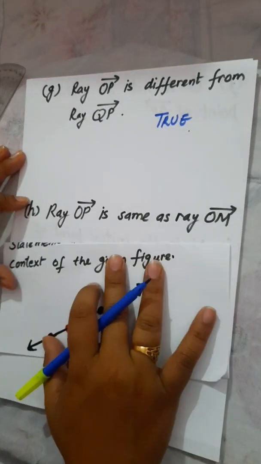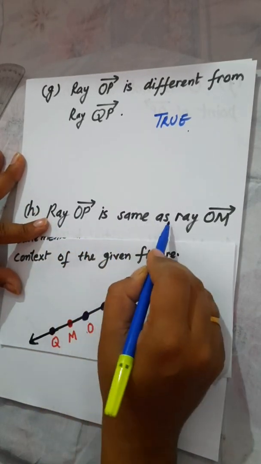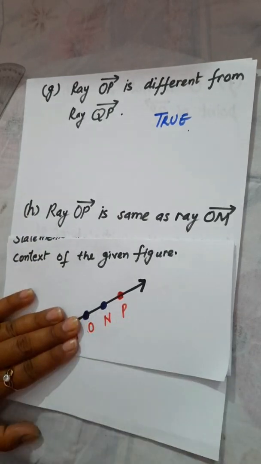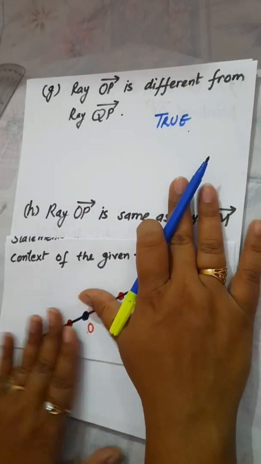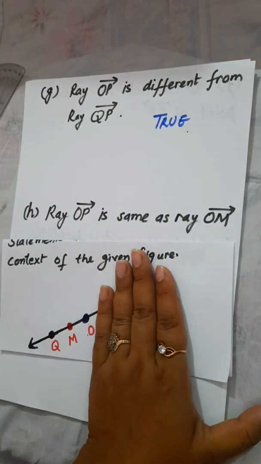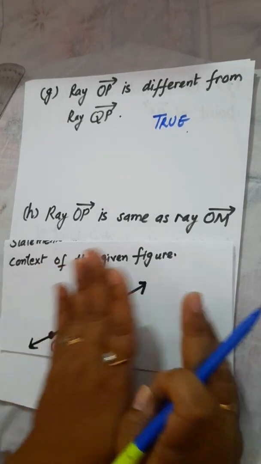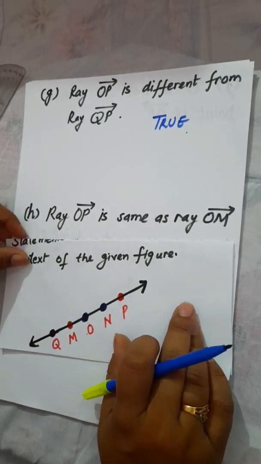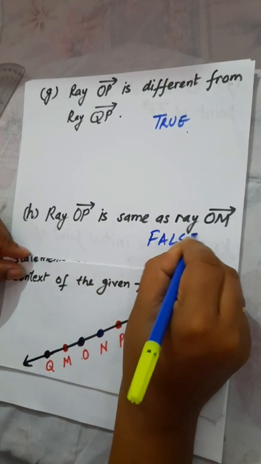Now next we have G part. G part is ray OP is same as ray OM. This is the ray OP, and this is the ray OM. And it is very clear that ray OP is not same as ray OM, as both are in opposite directions. So this is your false statement.